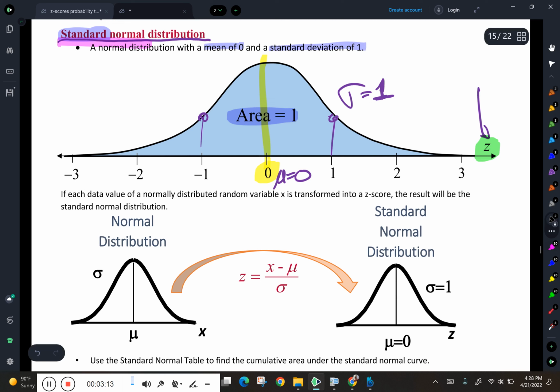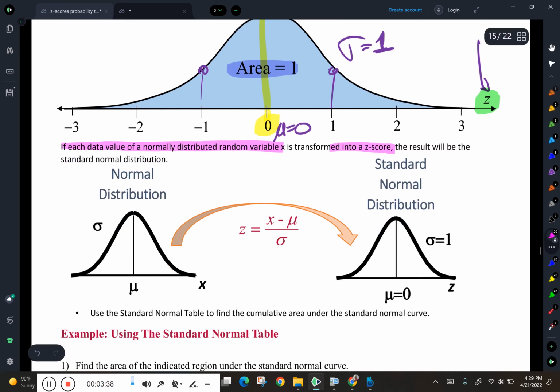Since I need to find areas, and since the algebra and calculus necessary are beyond what I can do, I'm going to have to find a way to get life to work for me. And here's how I'm going to do that. I'm going to take every value from my normally distributed random variable x and turn it into a z. And when I turn it into a z, what I'm technically turning it into is called a z-score.